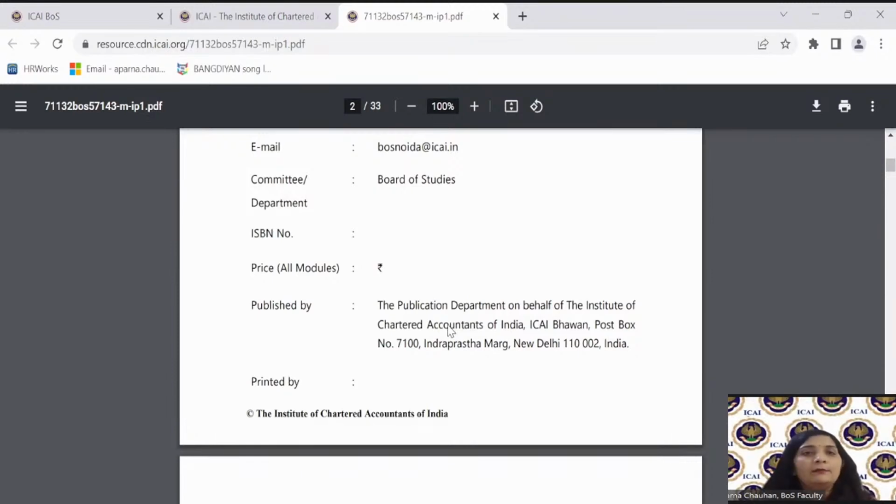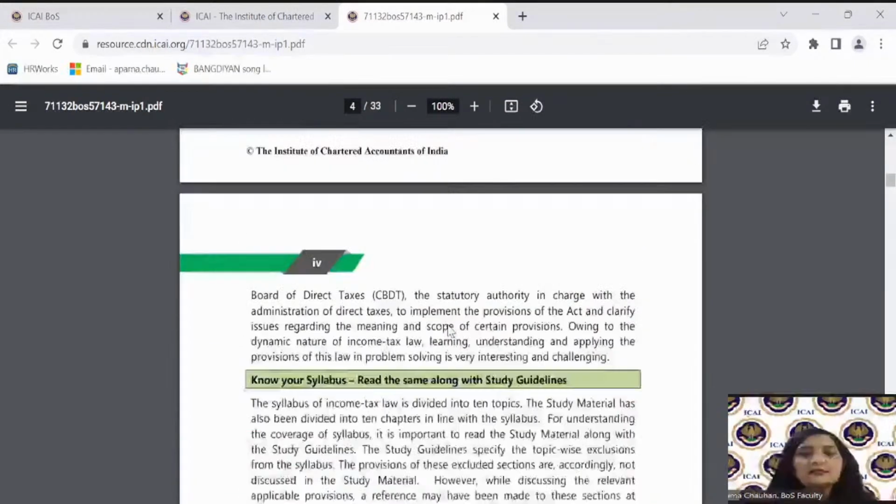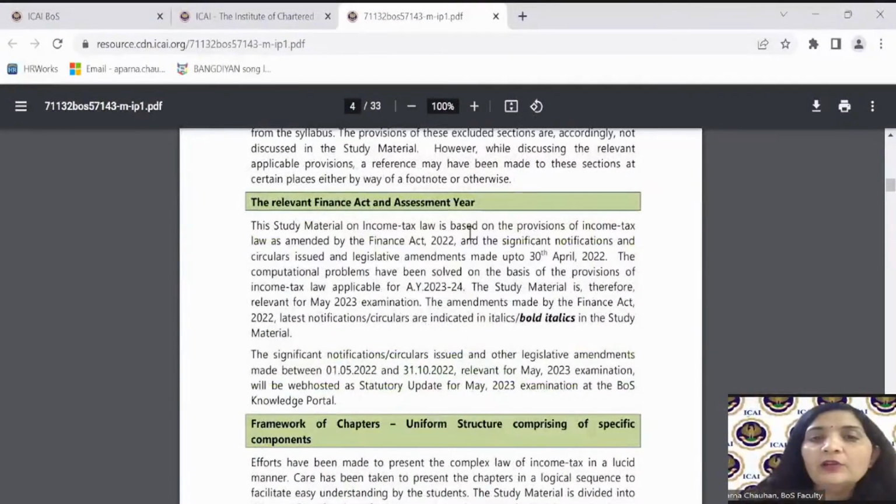From where will you get to know these notifications or circulars? For that we come out with the statutory update every year, every 6 months. If you go to the initial pages, note it down: this study material on income tax law is based on the provisions of income tax law as amended by the Finance Act 22, and all the significant notifications and circulars issued and amendments made up to 30th of April 22. But for your exams, the cutoff date is 31st of October 22 for May 23 exams, and for November 23 exams, the cutoff date is 30th of April 23. So separate statutory updates will be there for May 23 and November 23 exams.